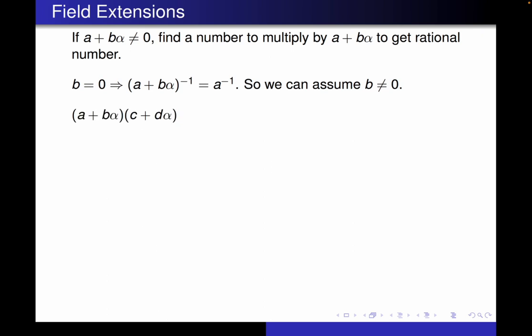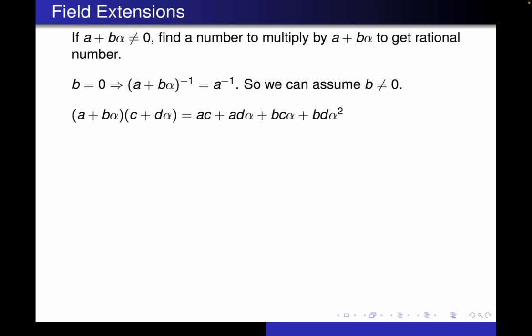All right, so now we're going to look for some c plus d alpha, which is going to be close to our multiplicative inverse, where we multiply it by a plus b alpha to get not 1, although that would be nice, but to get a rational number. Well, what's that going to be? That's going to involve some foiling. So we get a times c, a times d alpha, right? We get b alpha times c, which gives us bc alpha. And then we get b alpha times d alpha, which is bd alpha squared.